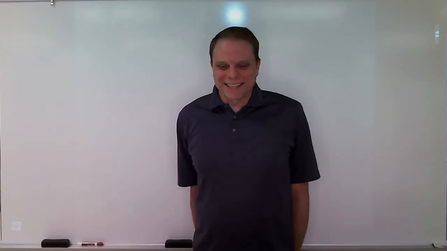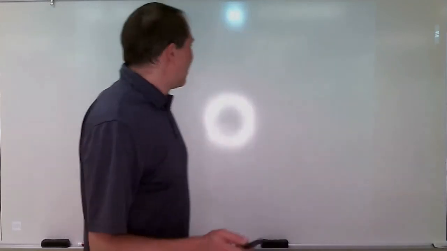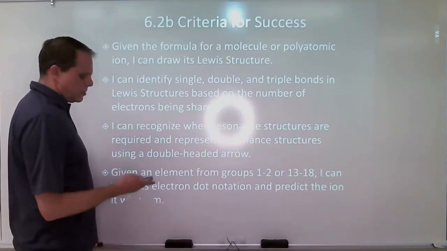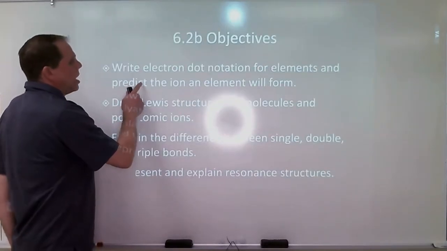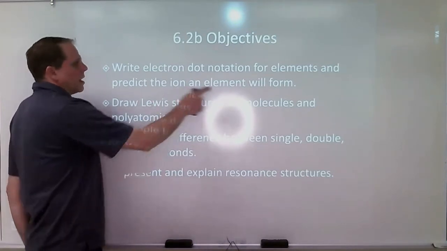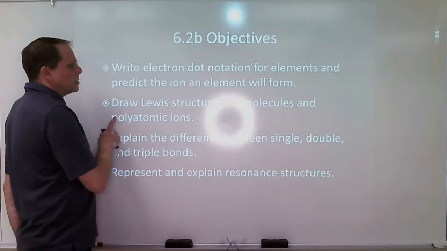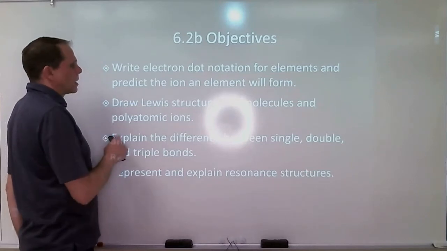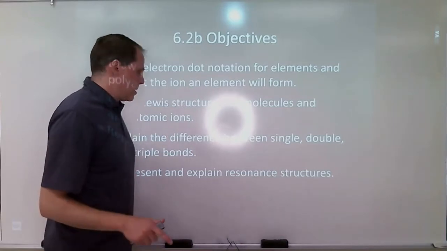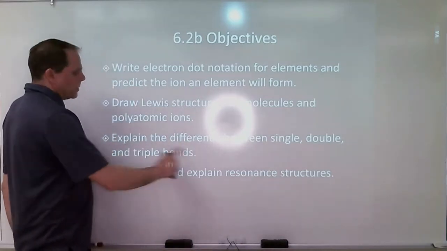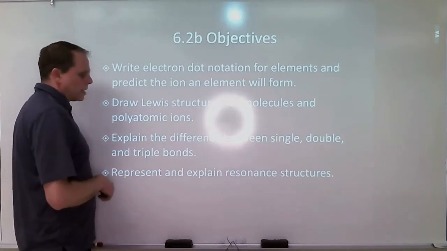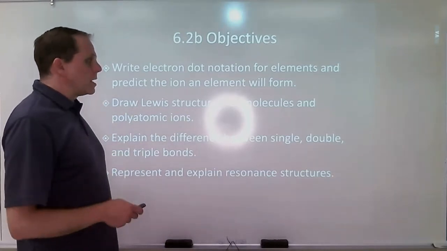All right, so let's talk about what we're going to learn today. Our objectives for today are to write electron dot structures or electron dot notations for elements, and then predict the ion the elements will form, to draw the Lewis structures for molecules and polyatomic ions. Now, Lewis structure and electron dot notation, basically the same thing, okay? Those are pretty much synonymous. Explain the difference between single, double, and triple bonds, and then represent and explain resonance structure.